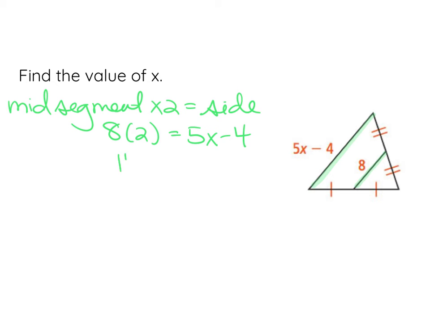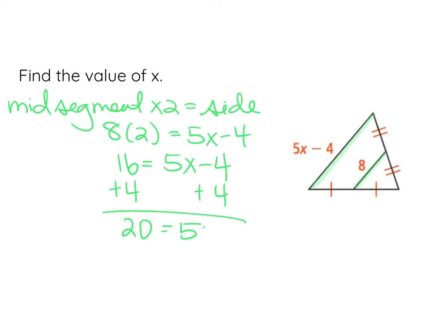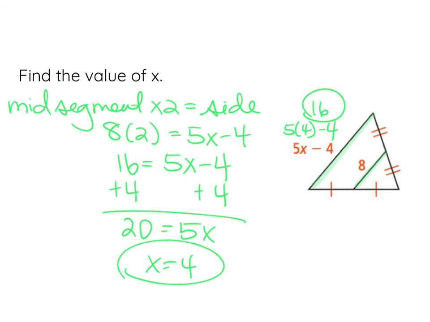Okay, so I get 16 equals 5x minus 4. Add 4 to both sides. So x equals 4. And again, always good to double check. So if I plug in 4 here, I get 20 minus 4, which is 16, and 16 divided by 2 is 8. So those two work. They have the relationship that they should.